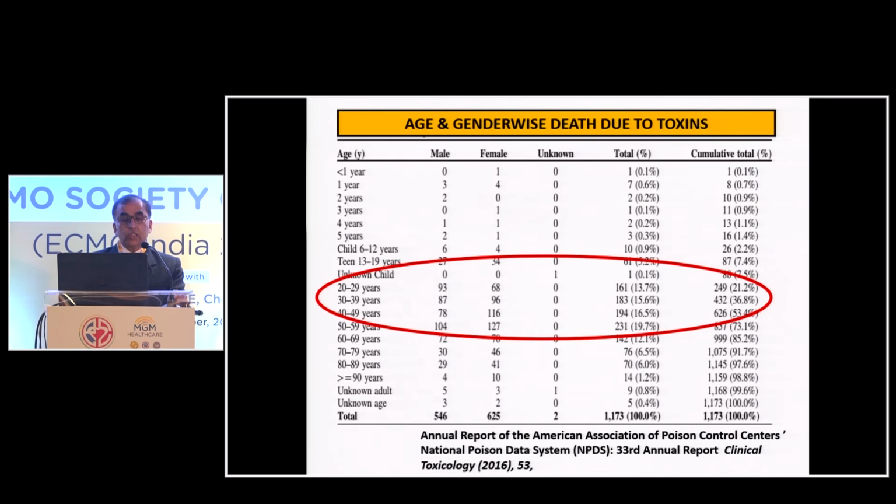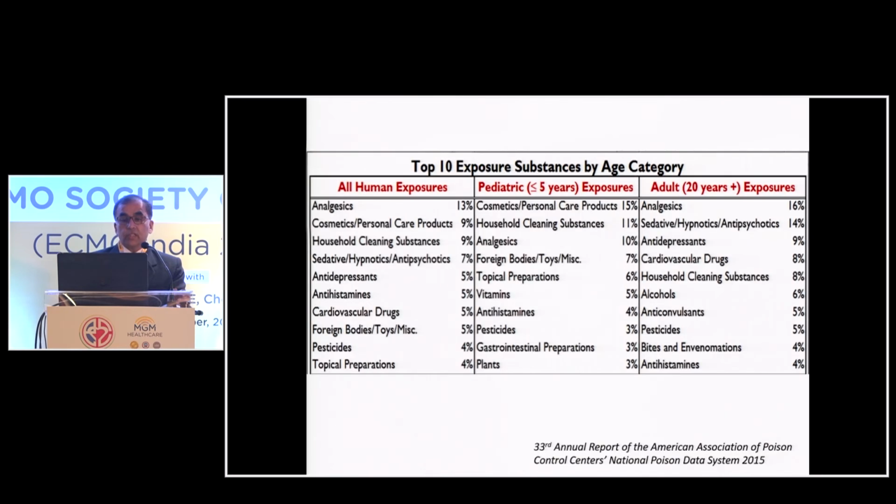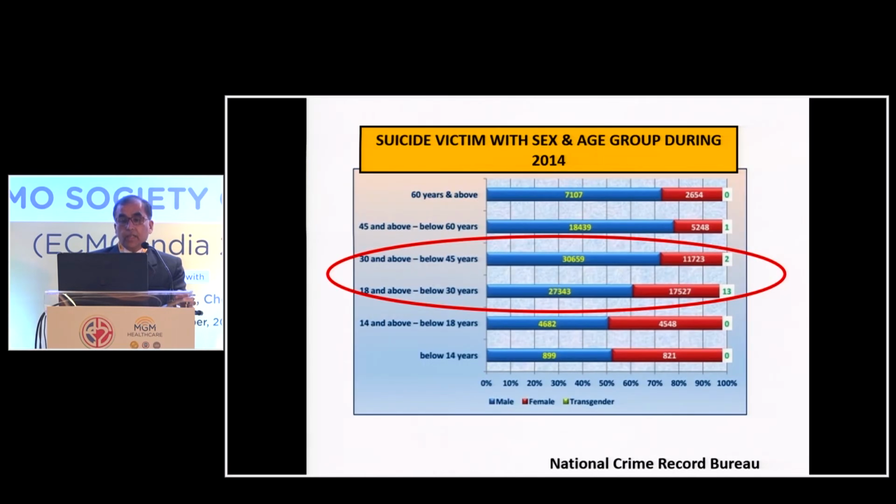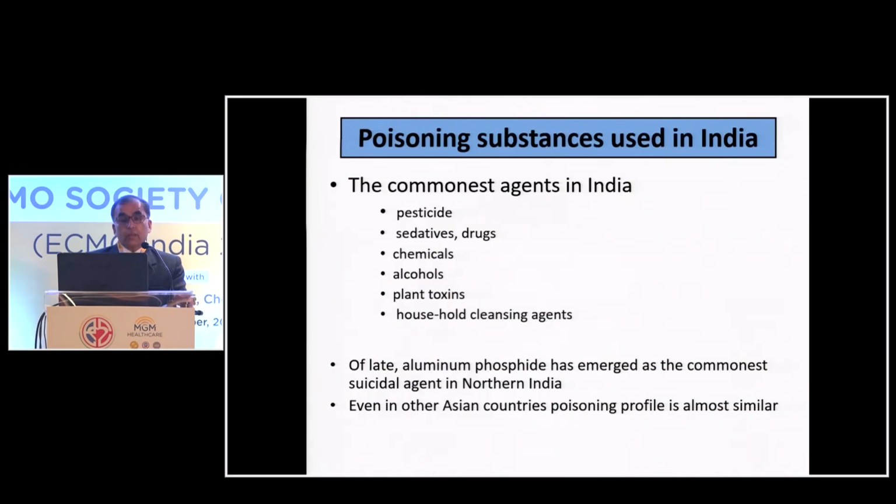But one thing is very common across the world: these are the younger population. All these patients range from 20 to 50 years. But the type of toxins which are used or accidentally taken are analgesics and cardiotoxic drugs in the Western countries, whereas in India, it is more the pesticides or sedative drugs which are commonly taken.